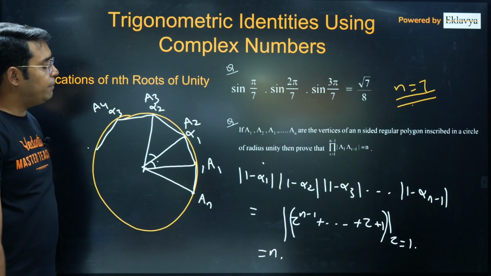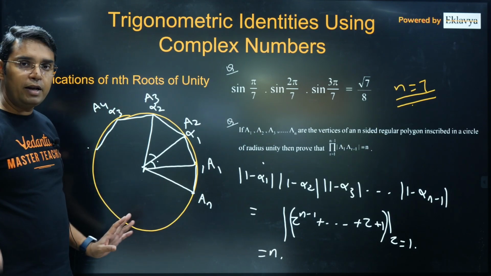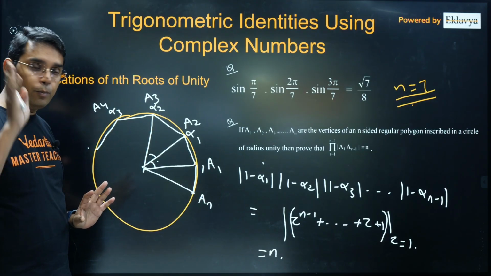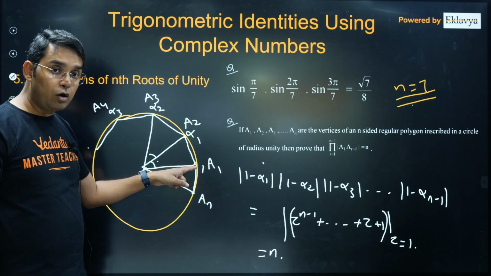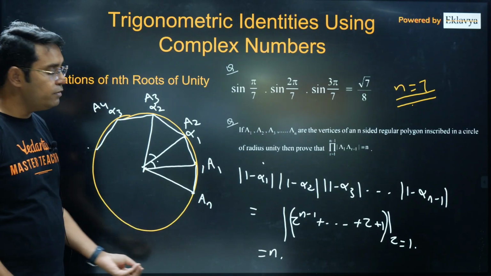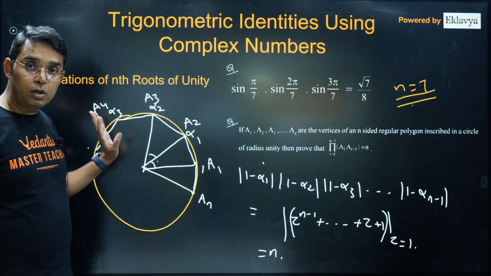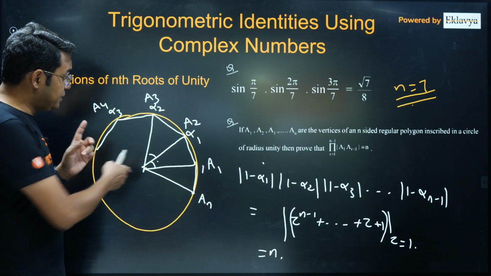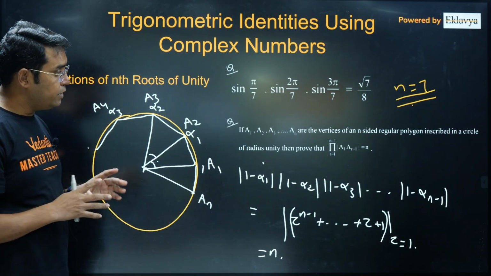You can keep it in your mind that in a regular polygon there was some property like the product of distances of one vertex with all other vertices is always equal to n. Like if it is a triangle, it will be 3, if it is a square, then it will be 4, like that. But the circle should be of unit radius, yeah, based on that.